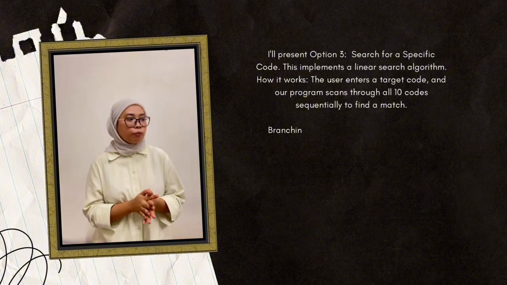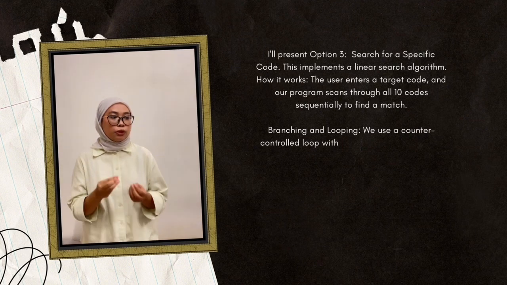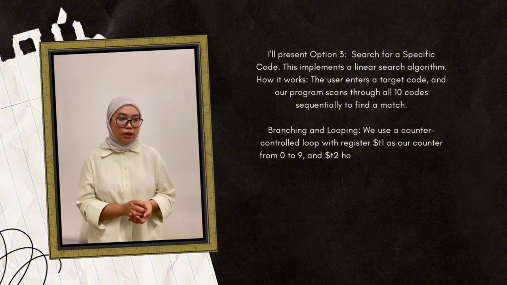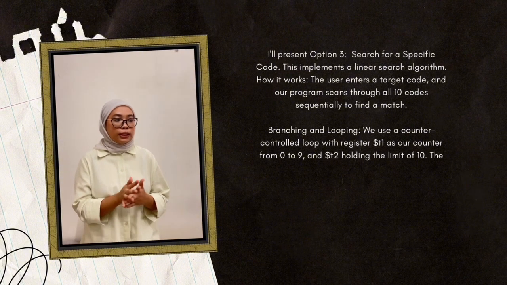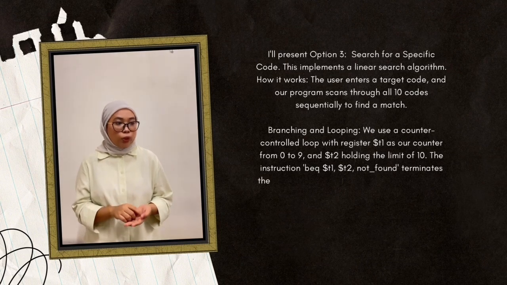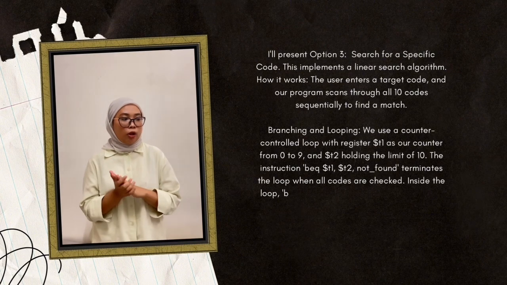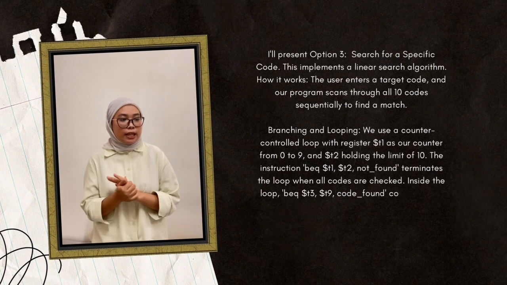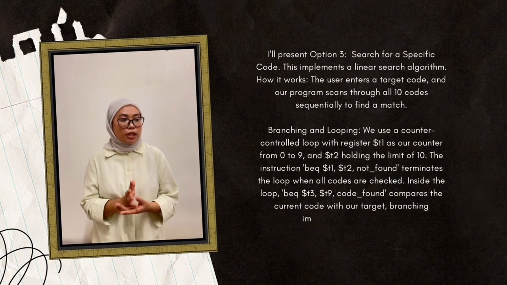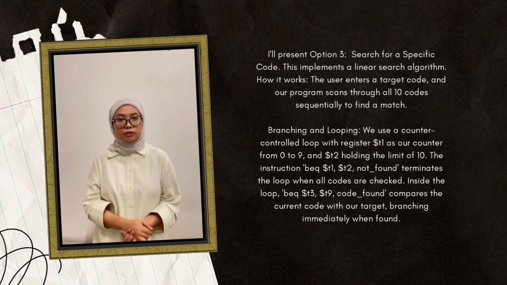a match. Branching and looping. We use a counter-controlled loop with register T1 as our counter from 0 to 9 and T2 holding the limit of 10. The instruction BEQ T1 T2 not found terminates the loop when all codes are checked. Inside the loop, BEQ T3 T9 code found compares the current code with our target, branching immediately when found.